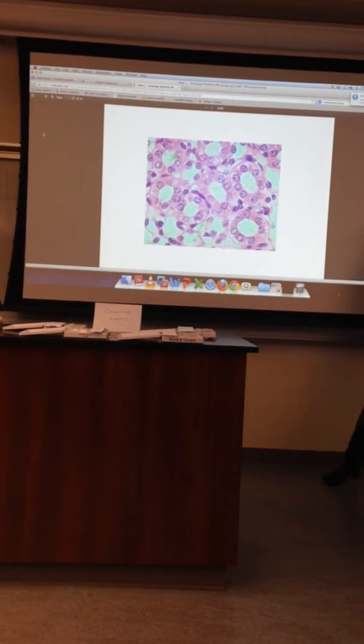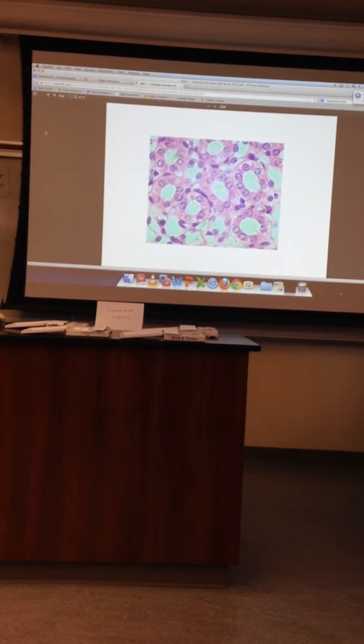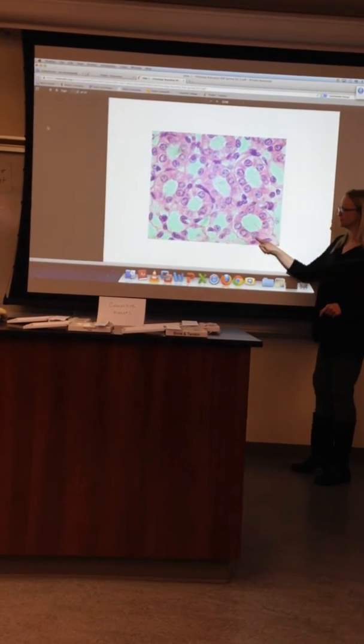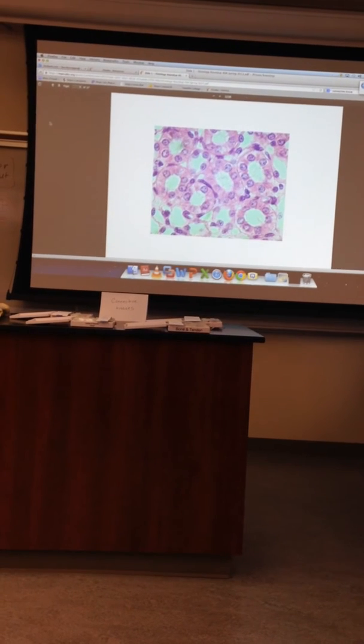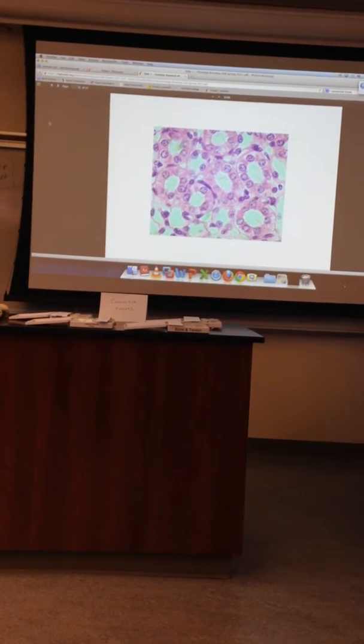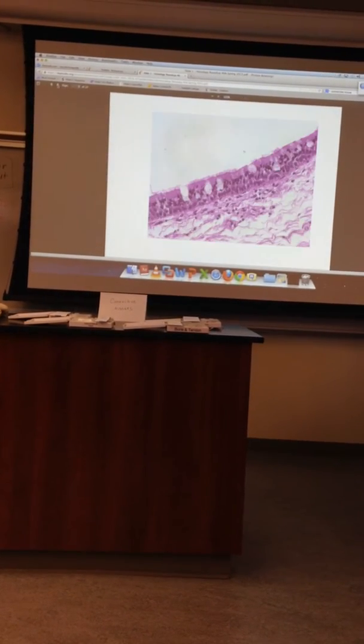Is it an epithelial tissue or a connective tissue? Epithelial tissue is lining a lumen. What type of tissue is it? Simple cuboidal. Good. Cuboidal.